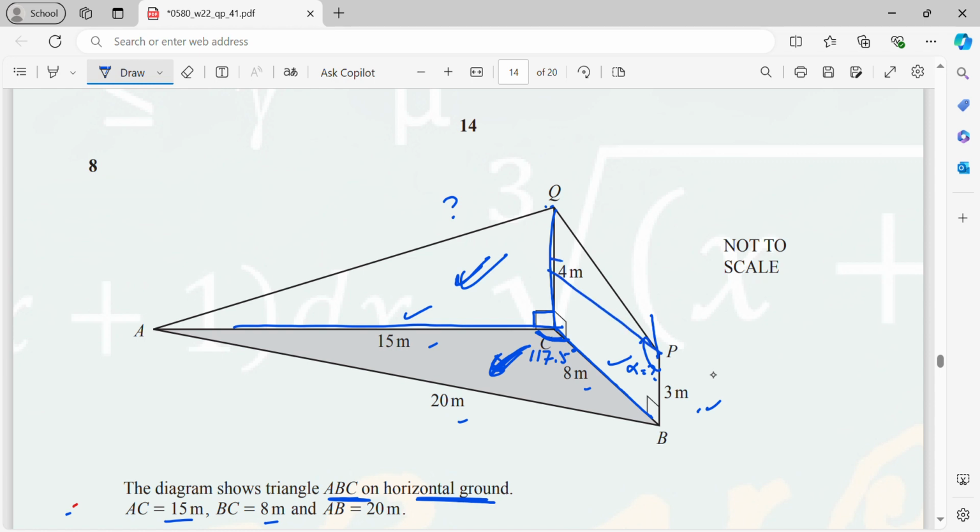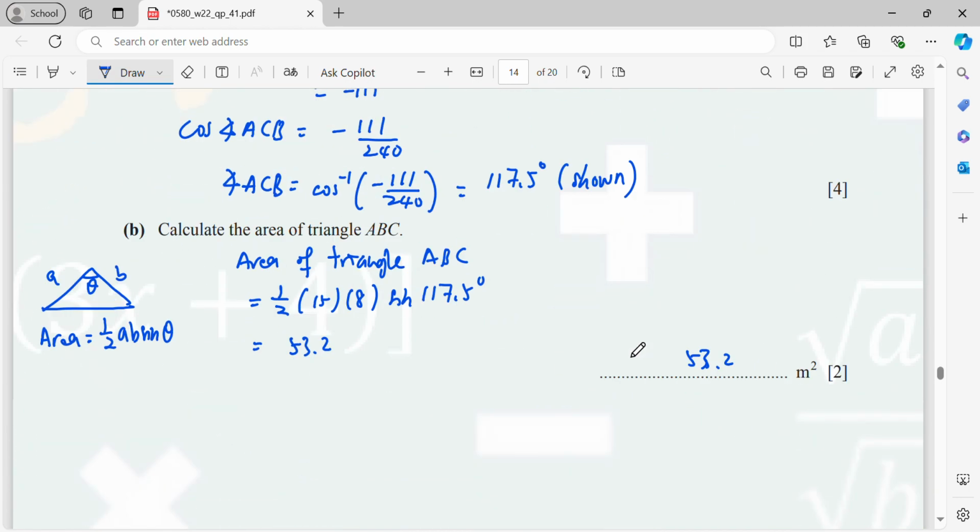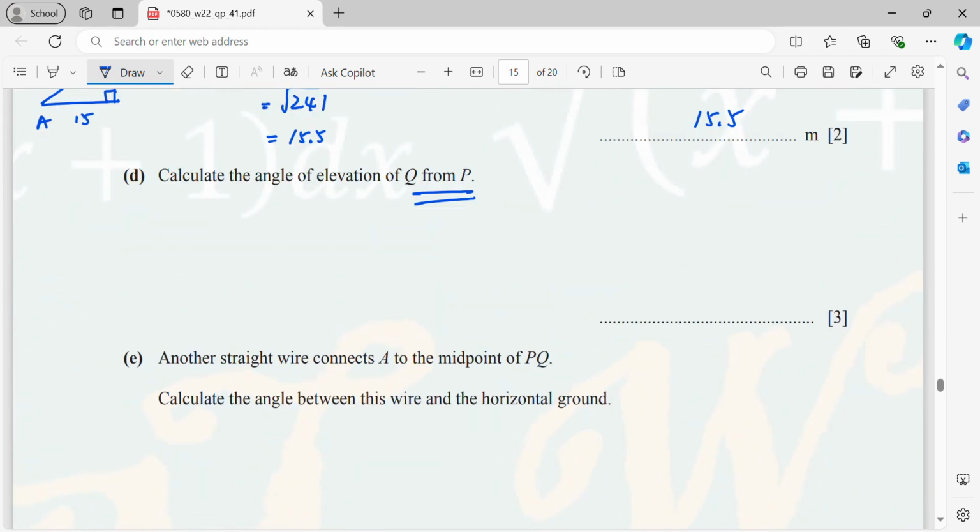That means here is also 90 degrees, because they are on horizontal ground. But here is 3 meters, this is 4 meters. So I know that this is going to be 1 meter, because here is 3. Then to find the angle, basically it is like this. So basically here is P.